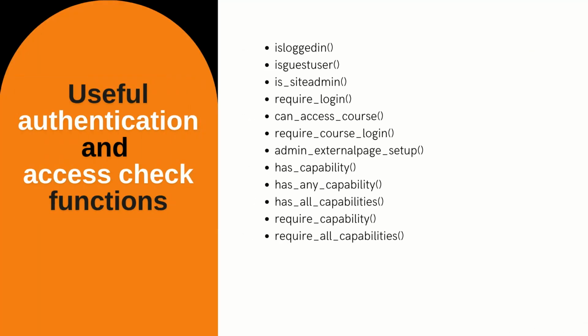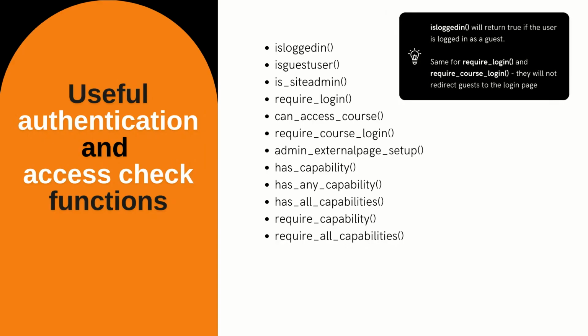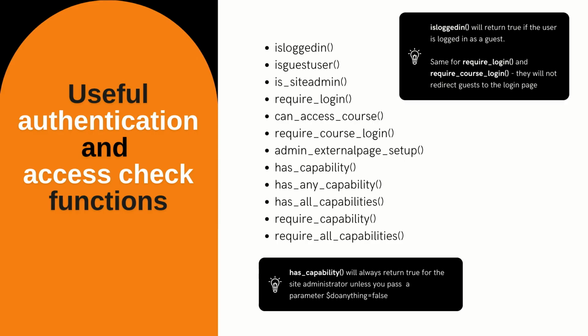Here's a list of the most common functions used to check user access. Keep in mind that isloggedin, require_login, and require_course_login don't guarantee that the current user has an actual user account. Also, calling has_capability for site administrators will always return true, even if they don't have any roles with this capability. If you need to check whether the user explicitly has a capability, like a notification permission when you don't want to spam admins, pass the parameter doanything equals false.